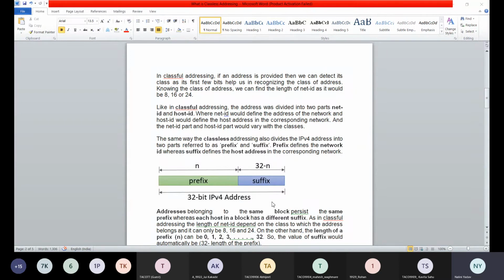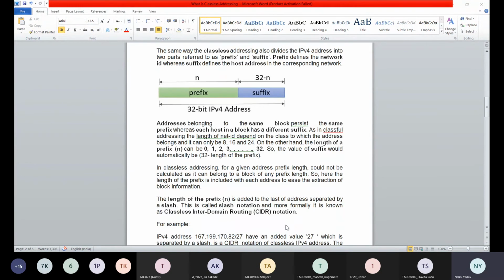In classless addressing, we again have the network ID and host ID concepts, or network addresses and host addresses, but in the form of prefix and suffix, which is of variable length. Say my prefix is n, then my suffix will be 32 minus n. Fine. So that is the crux of classless addressing. Addresses belonging to the same block share the same prefix, whereas each host in the block has a different suffix. As in classful addressing, the length of network ID depends on the class. Correct. Now let's see in more detail with the example.